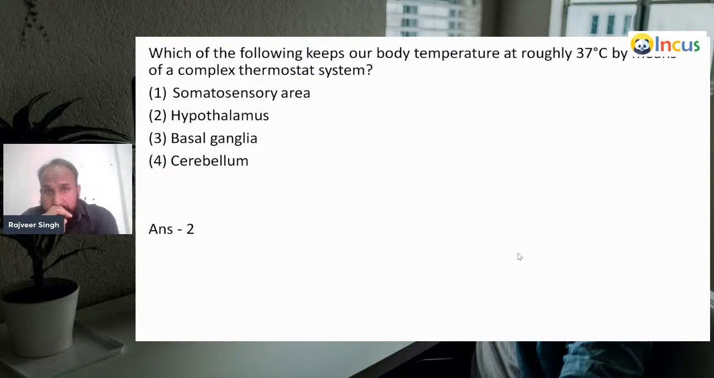Next question: which of the following keeps our body temperature at roughly 37 degrees centigrade by means of a complex thermostat system?